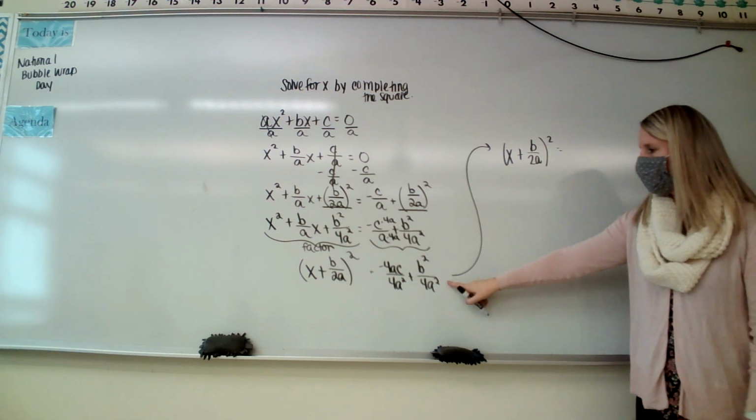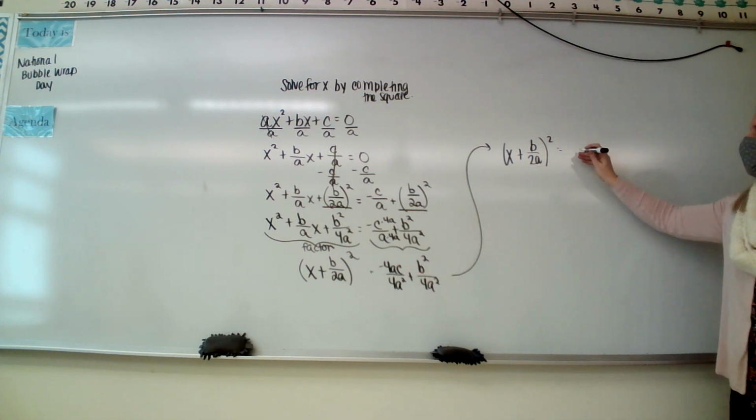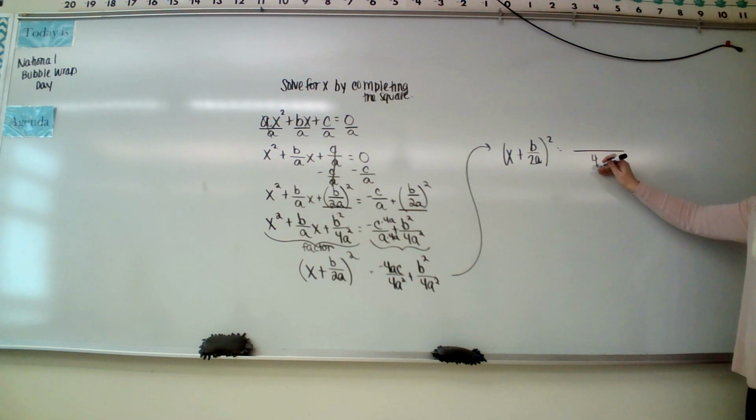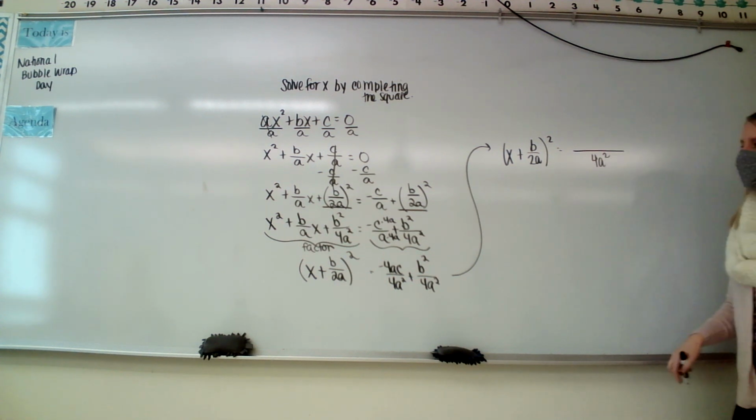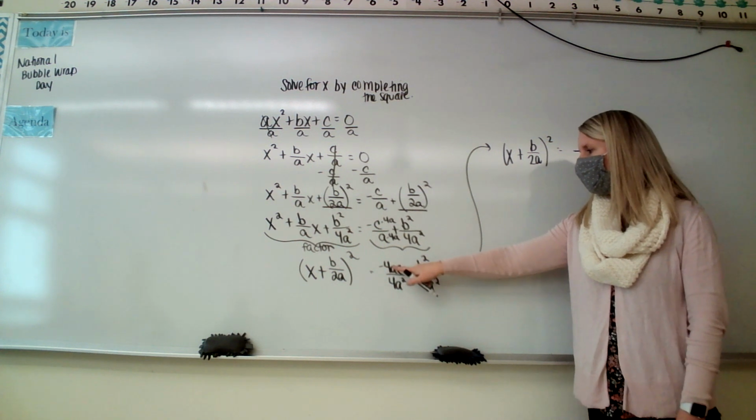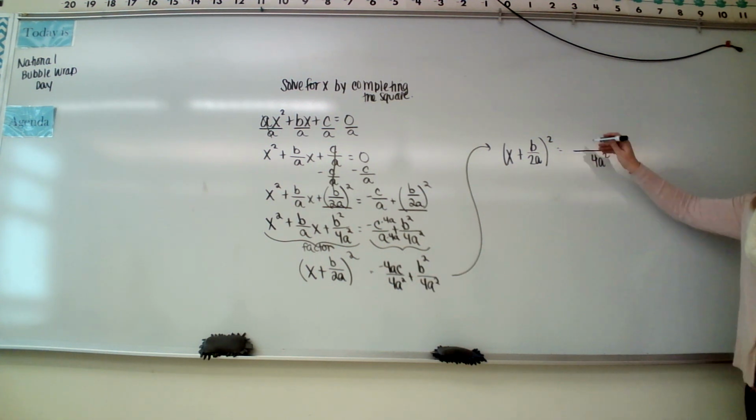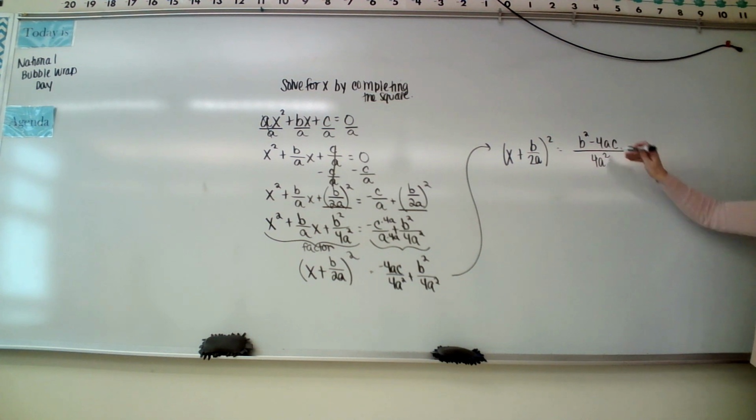On this right side, I'm just gonna make that one fraction over the common denominator of 4a squared. And just to be fancy, instead of writing it as negative 4ac plus b squared, I'm gonna write it as b squared minus 4ac. So that's definitely looking familiar from the quadratic formula. I just flipped the order so it looked a little nicer. All right, let's take the square root.